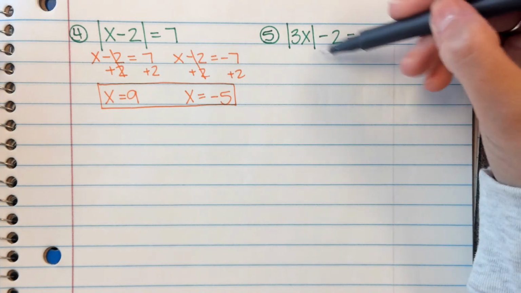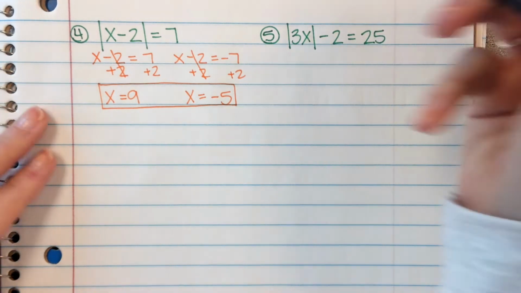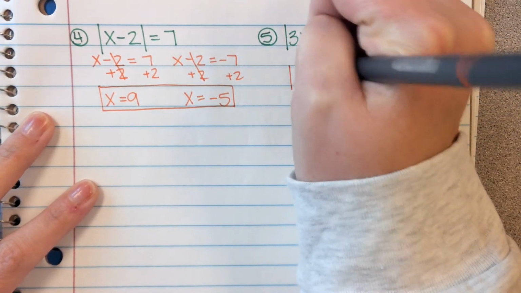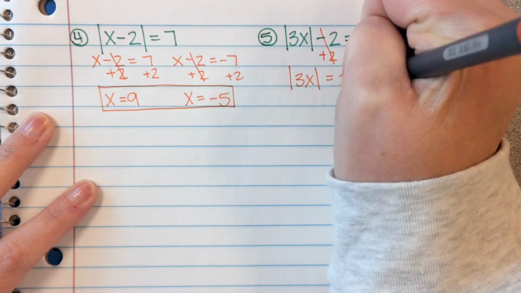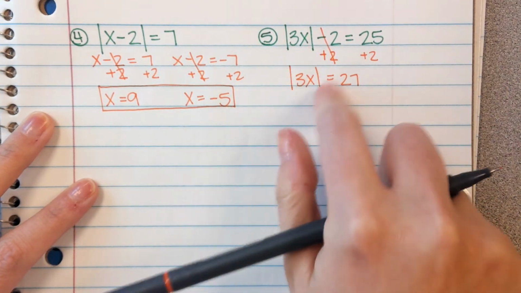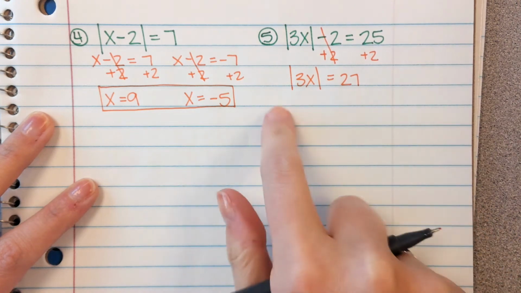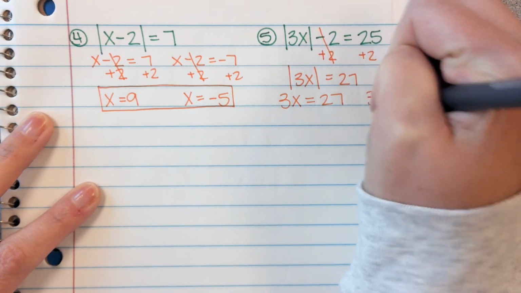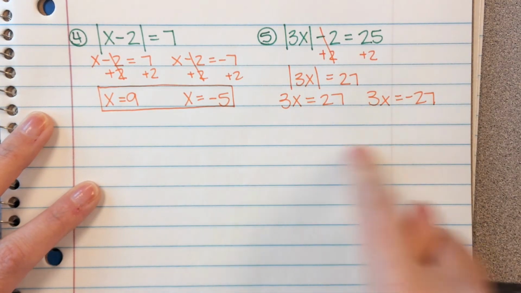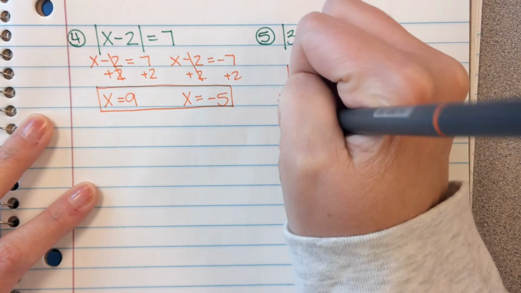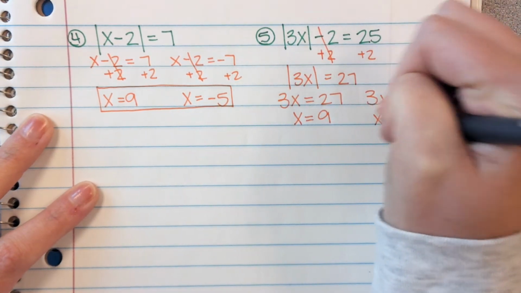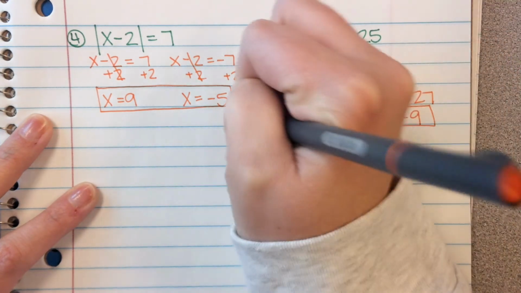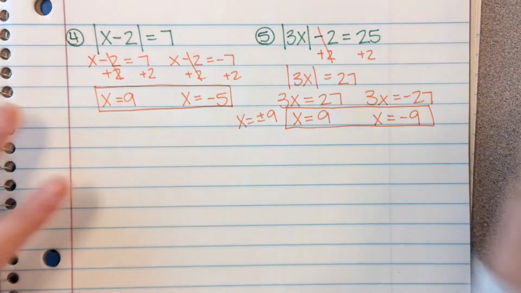So we have a minus 2. How do we get rid of a minus 2? We add 2. So we have the absolute value of 3x equals 27. Now, there's no other operations on the outside, so we can make two equations. 3x equals 27 and 3x equals negative 27. You're going to divide by 3, and we get x equals 9 and x equals negative 9. Now remember, you can rewrite that as x equals plus or minus 9.